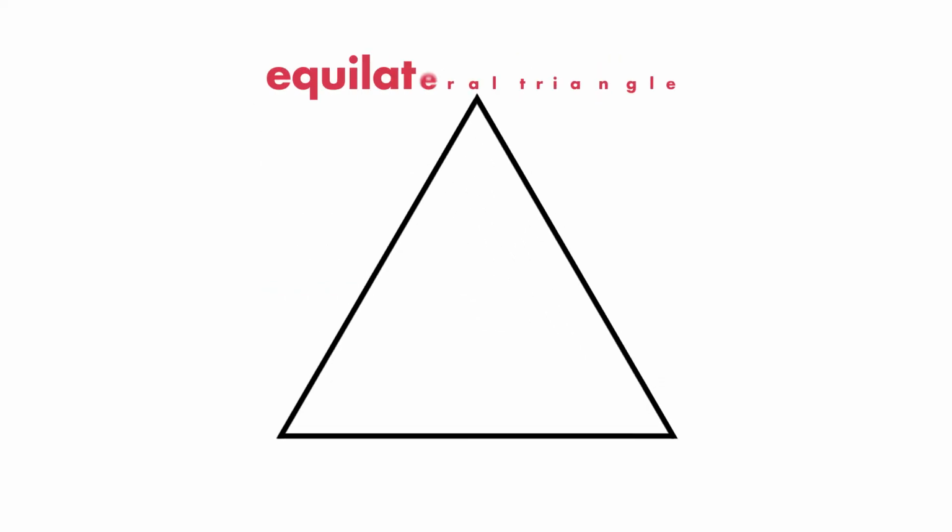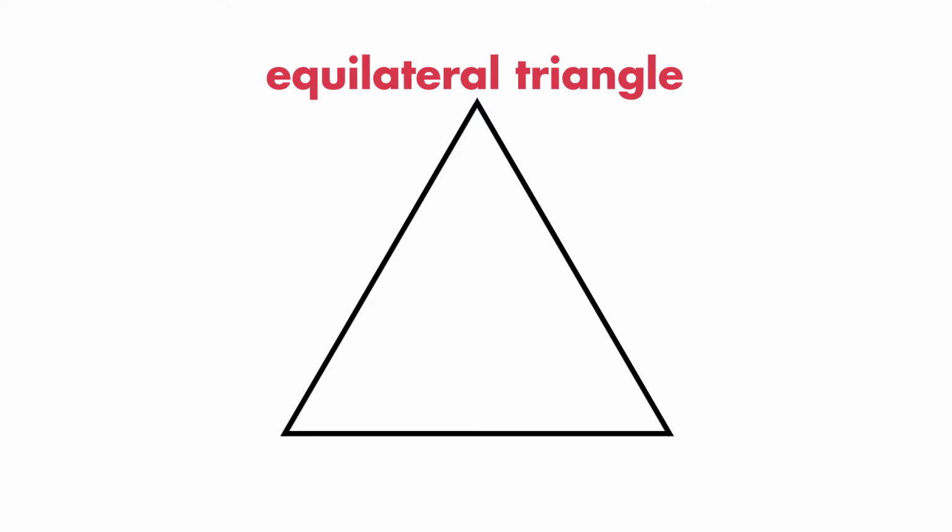This is an equilateral triangle. Its three sides are all the same length. That's why there is one line on each side. The three angles are all 60 degrees. The angles are equal, so there is only one curved line in each angle.